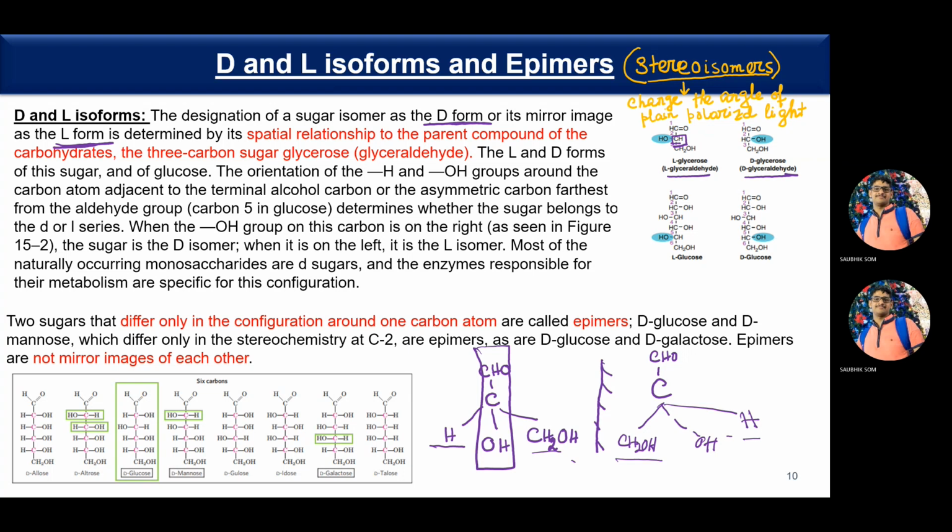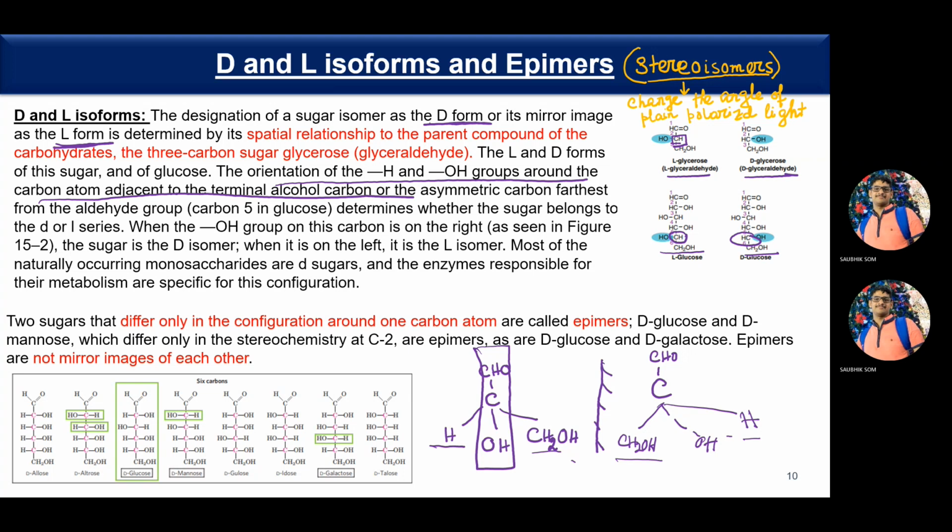Something like that you can think. Okay. Now, whenever we talk about D and L isoforms, always remember that the orientation of the H and OH group around the carbon atom adjacent to the terminal carbon atom matters. Now, what is the terminal carbon atom? Remember, orientation of H and OH groups around the carbon atom adjacent to the terminal carbon atom. This is my terminal carbon, carbon 6. So adjacent to the terminal carbon atom is this one, correct?